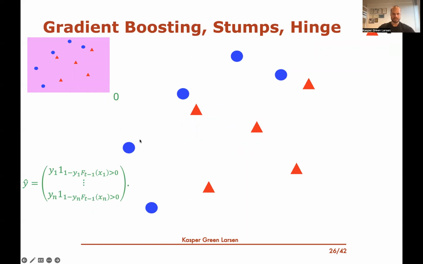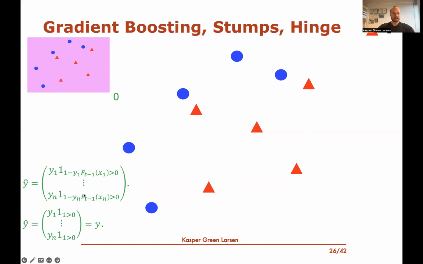And the current predictions on all our training examples, this is one of the terms that appear here. The current prediction on all of them, you can see here, we just predict the constant value 0. So this ft minus 1 of xi is always 0. So that kills the yi in general. And so we're just left with the indicator for whether 1 is greater than 0, multiplied with the true label.